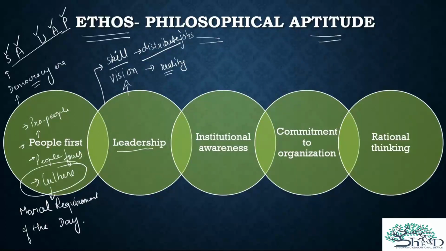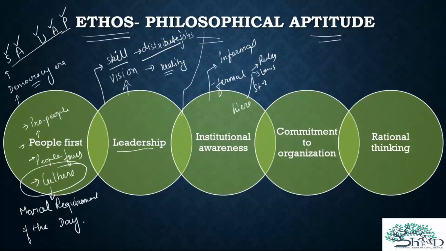Alright, let's move to institutional awareness. What does this mean? This basically means that you are aware of the institution you are part of. Every institution has some informal and formal rules, or let's say informal and formal mechanisms. Formal mechanisms are rules, laws, bylaws, the structure, the hierarchy. These are all formal things.